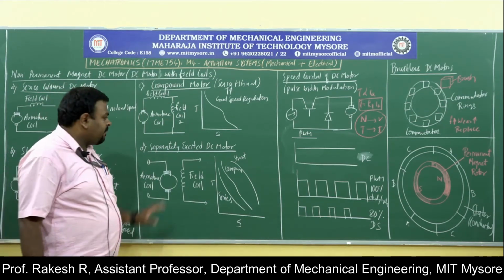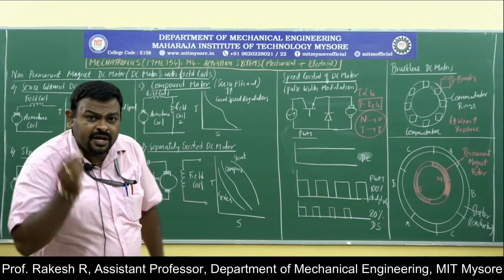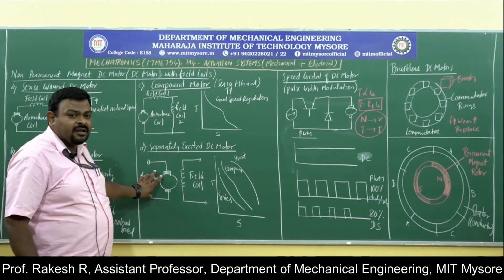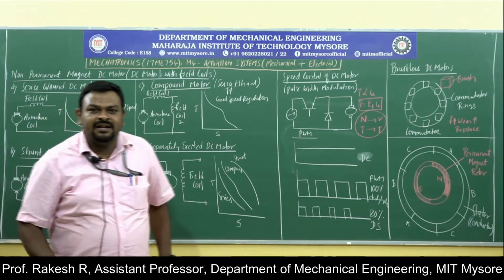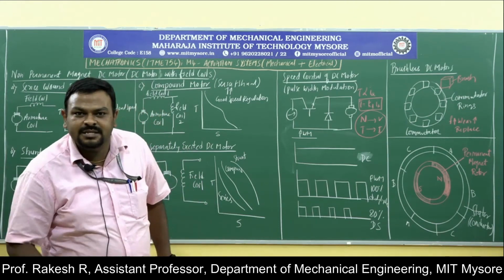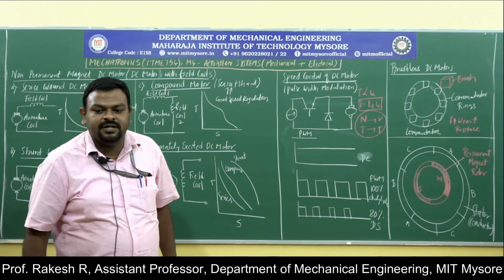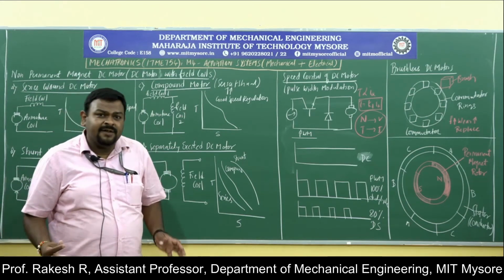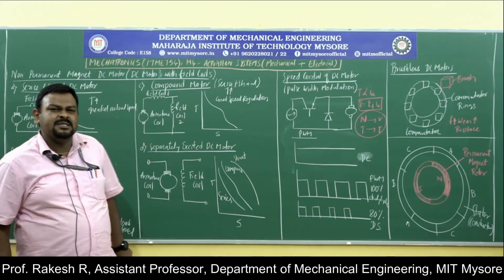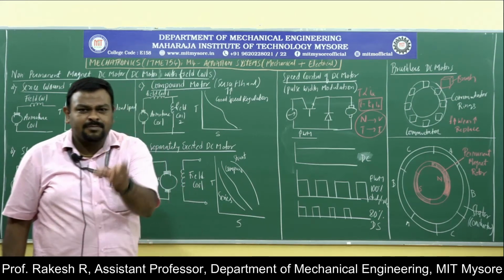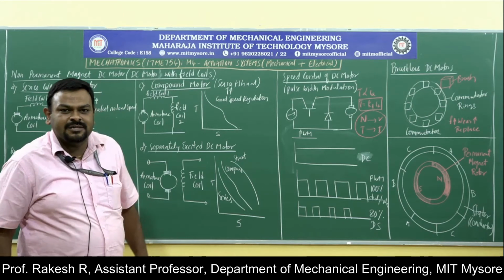The final one is the separately excited DC motor. The name itself indicates separately excited. You are exciting the armature coil, you are exciting the field coil. When you excite the armature coil, it is called an armature controlled DC motor. When you excite the field coil, it is called a field controlled DC motor. Whenever you want to lift a higher load, you excite the field coil, so use a field controlled DC motor. When you want to lift a small or medium load, you excite the armature coil, so it is an armature controlled DC motor.